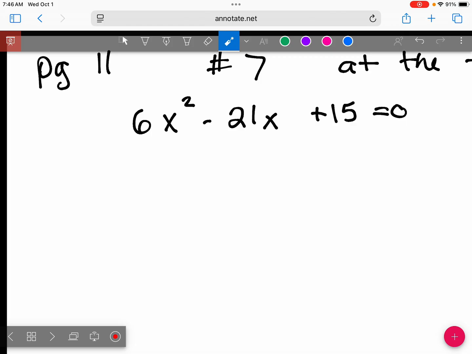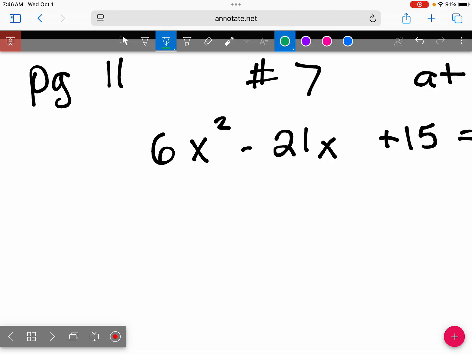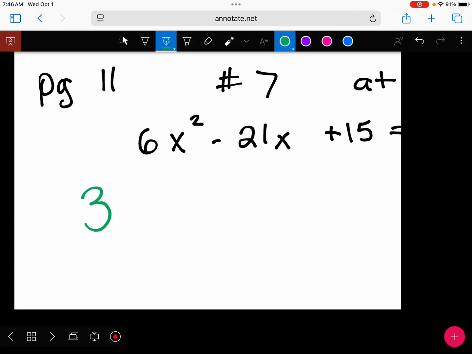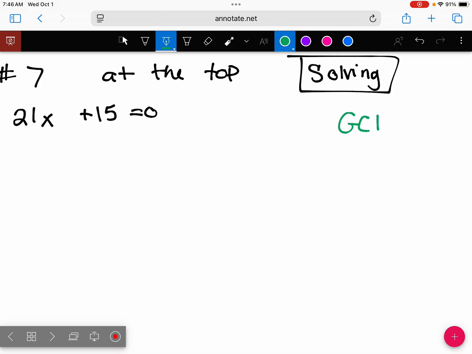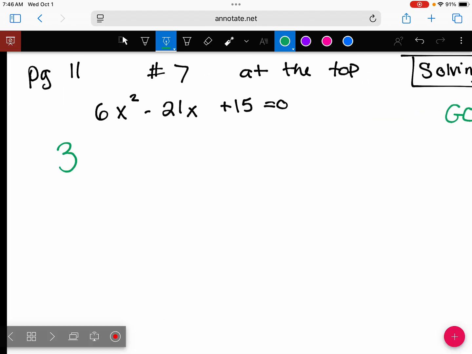See if we got a GCF. Do we have a GCF, a greatest common factor, between 6x squared, 21x, and 15? Is there anything they can all divide by? 3. Every single one of these divides by 3. So I can take out a GCF of 3. So GCF was our first step, and we have one that's 3. When I take that GCF of 3 out, we're left with 2x squared minus 7x plus 5.